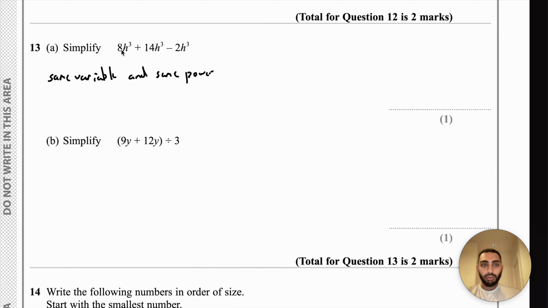Because they're all h cubed, all we need to do is 8 add 14, take away 2, and it's going to be that amount of h cubed. So 8 add 14 is 22, take away 2 is 20. So we have 20 lots of these h cubed.